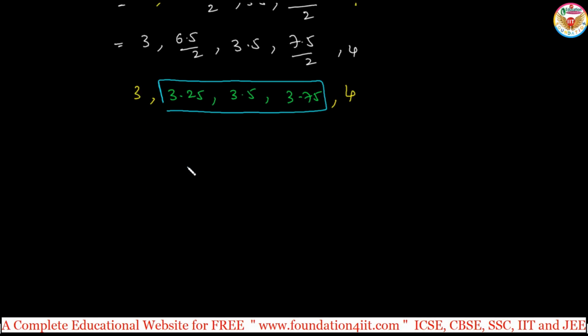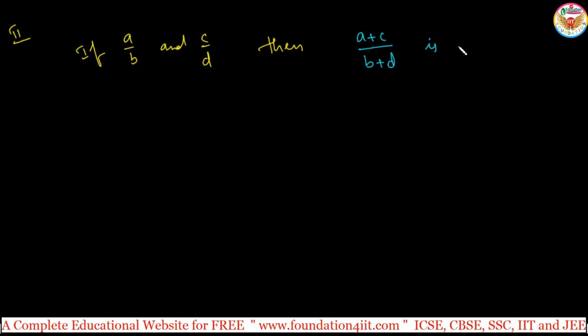Right, this is one of the methods. And the second method is if they give rational numbers. For any two rational numbers like a by b and c by d, in fraction form, we can take a plus c by b plus d. Numerators and denominators added. a plus c by b plus d is also a rational number.